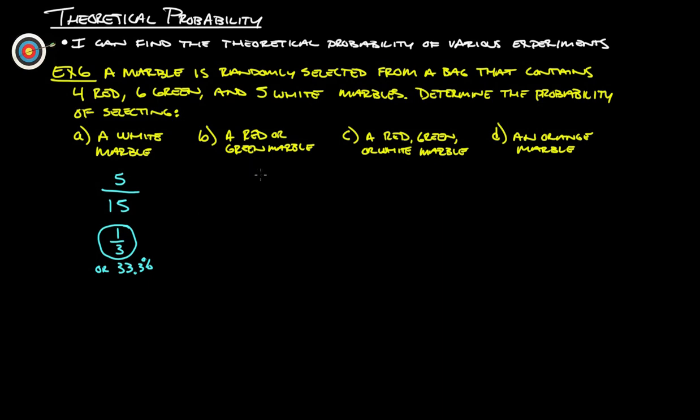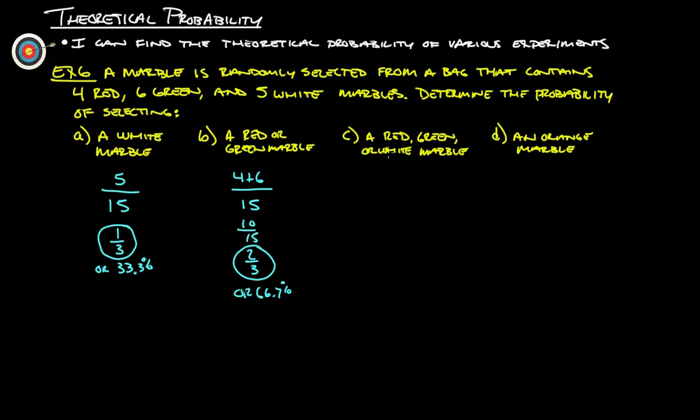What's the probability that we reach in and get a red or a green marble? We're still choosing from 15 marbles. We have 4 red and 6 green, so that's 4 plus 6, which is 10 out of 15, which ends up being a 2 out of 3 chance, or 66.7% chance of getting a red or a green marble.